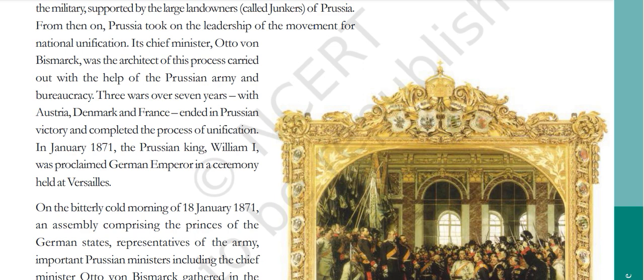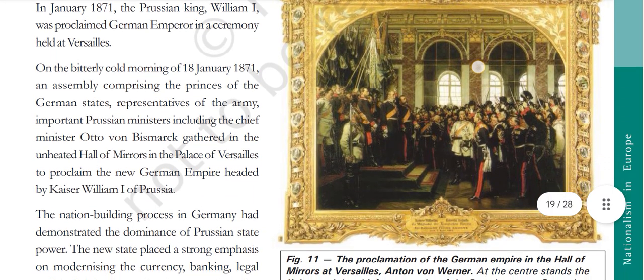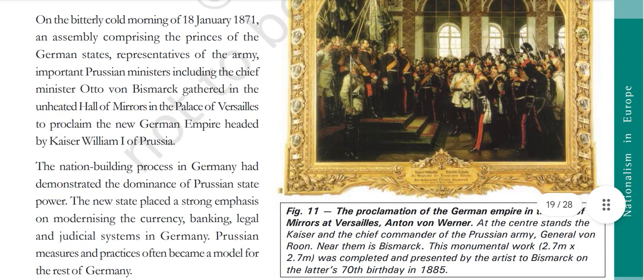On the bitterly cold morning of 18 January 1871, an assembly comprising the princes of German states, representatives of the army, important Prussian ministers, including the chief minister Otto von Bismarck, gathered in the unheated Hall of Mirrors in the Palace of Versailles to proclaim the new German Empire headed by Kaiser William I of Prussia.